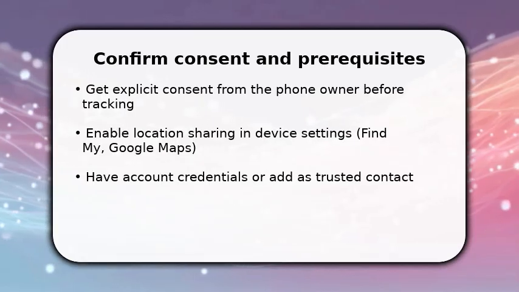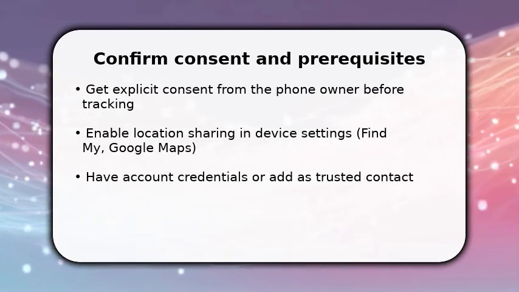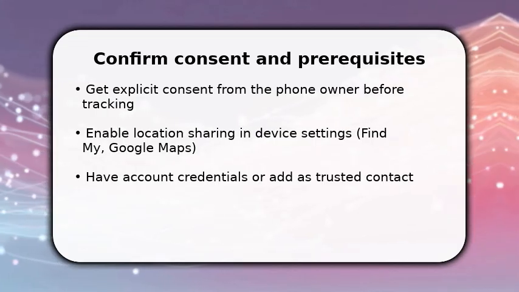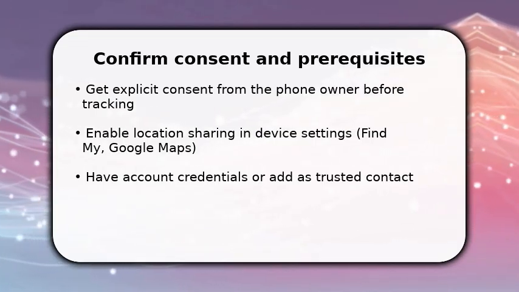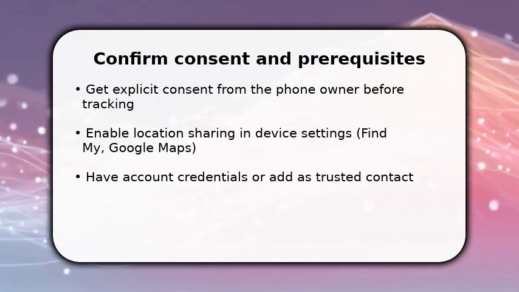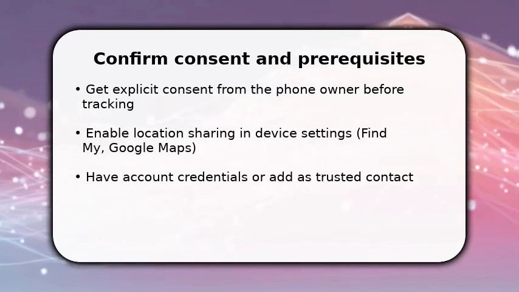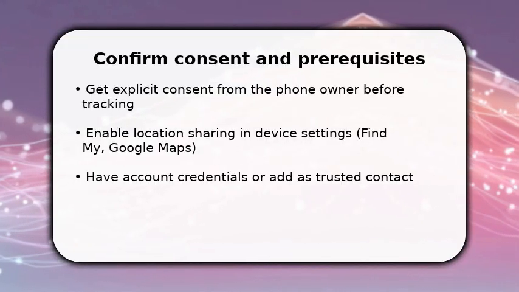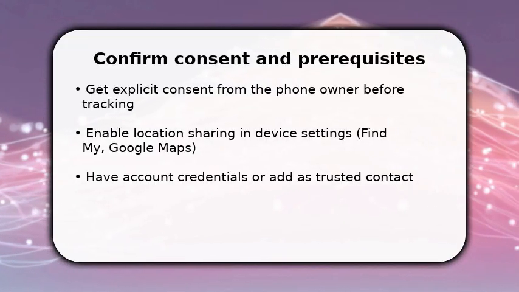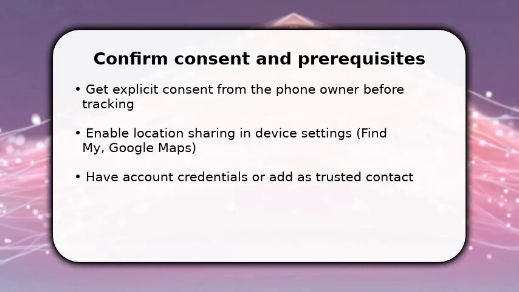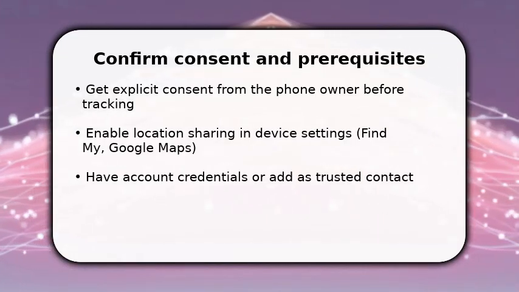You must start with consent. You cannot legally track someone without it. First, ask the person to enable location sharing on their device, Find My for iPhone or Google Maps for Android, and to sign into their account. Once done, make sure you are added as a trusted contact or shared user. You'll need credentials or an invite link to view live location. This prevents misuse and explains why carriers and apps require authentication and permission.